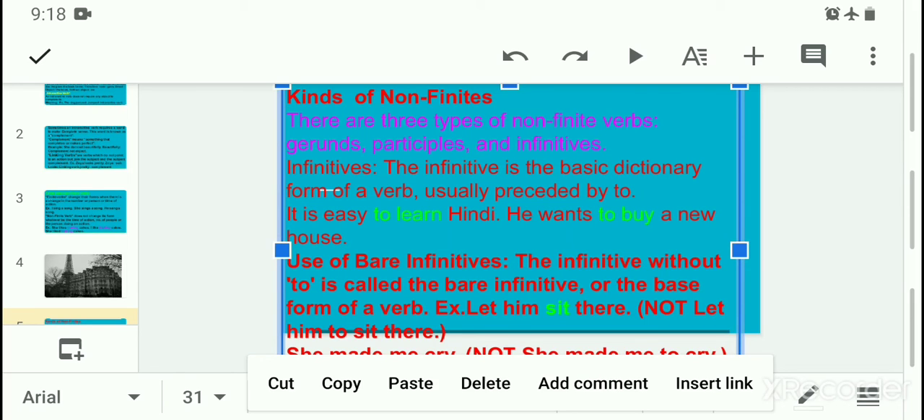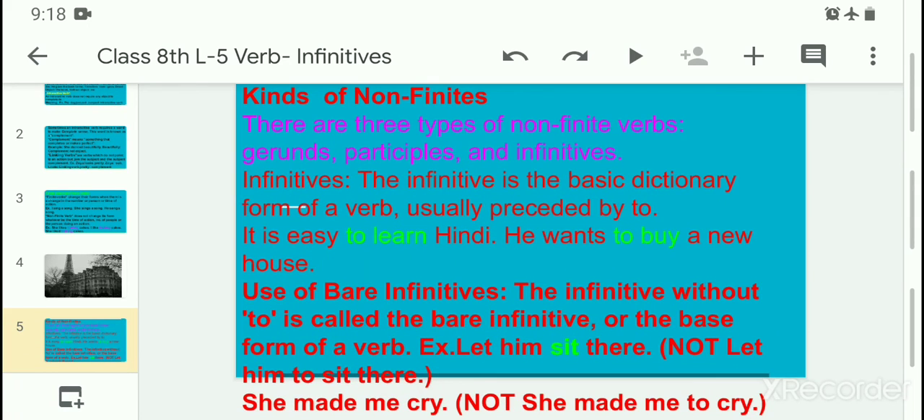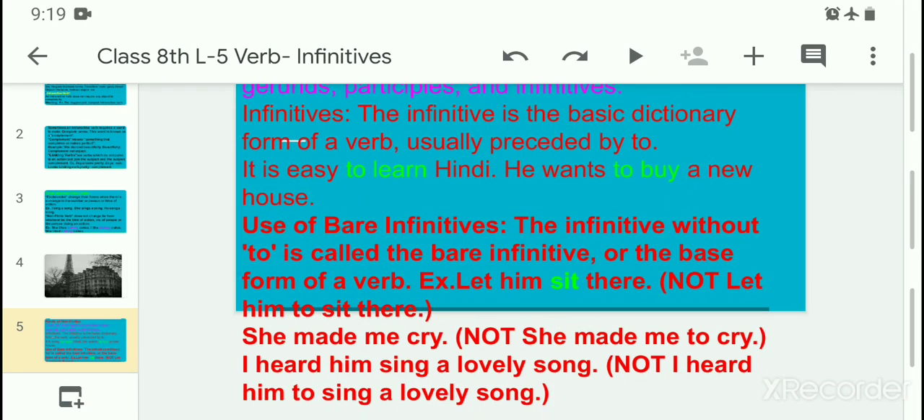This is an ideal place to party. Okay, to party is the infinitive. They wanted to learn English. She wants to learn English. So to learn is the infinitive here. This is a very easy topic.